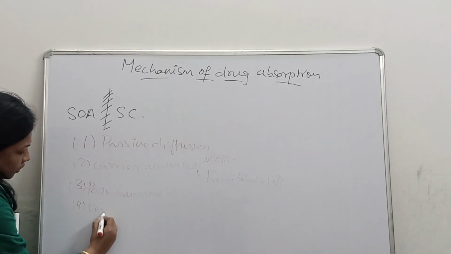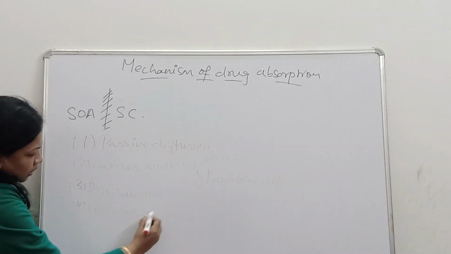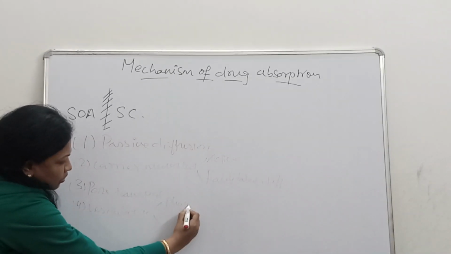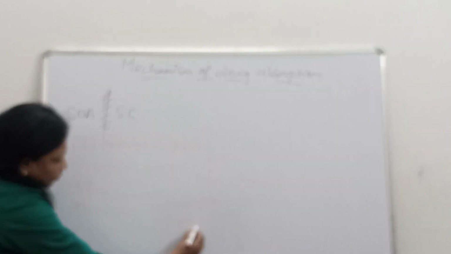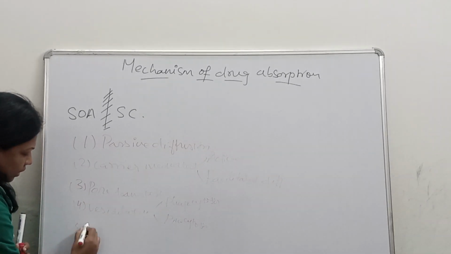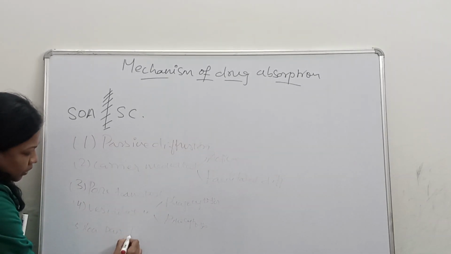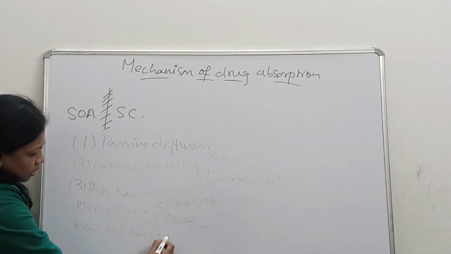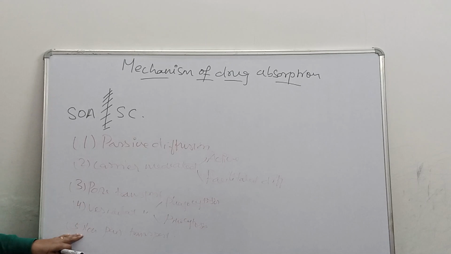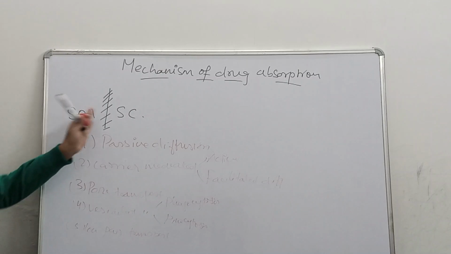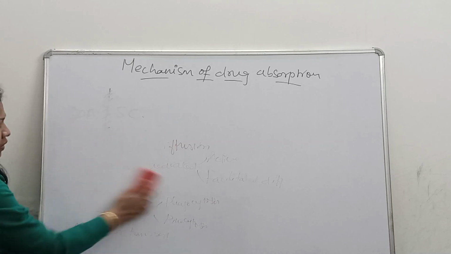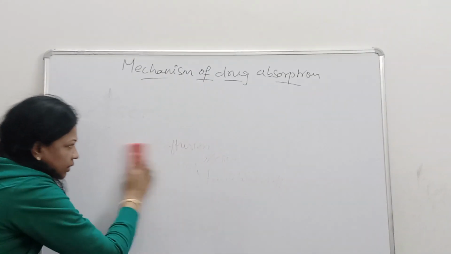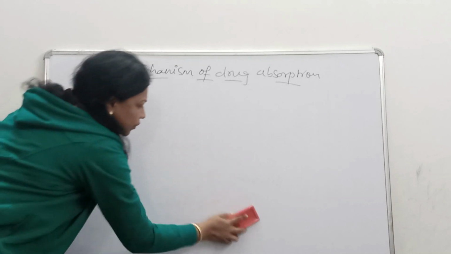vesicular transport, under which there are phagocytosis and pinocytosis, and then there is ion pair transport. So there are 5 mechanisms by which the drug passes through the biological membrane. Let's discuss one by one. First is passive diffusion. I already discussed yesterday about passive diffusion.